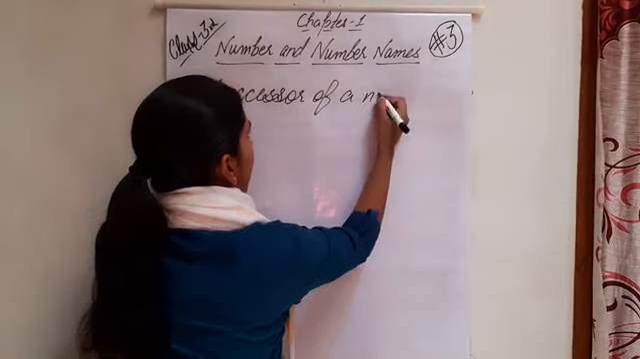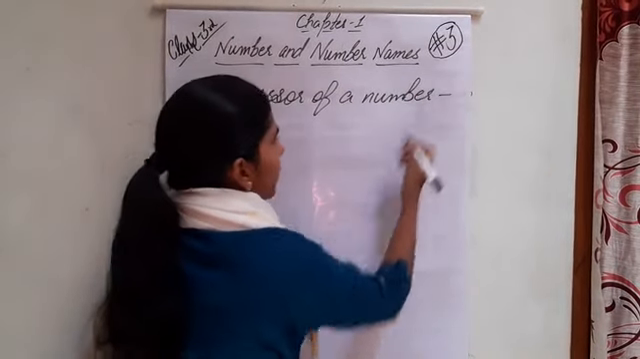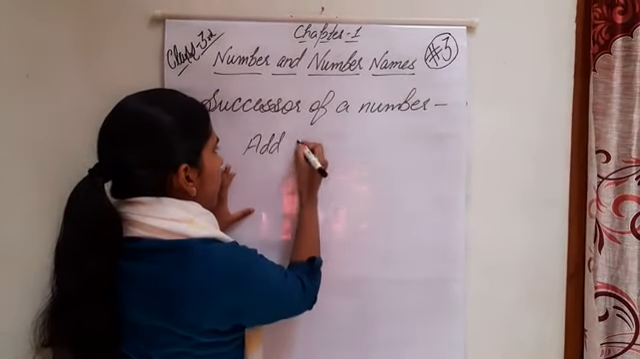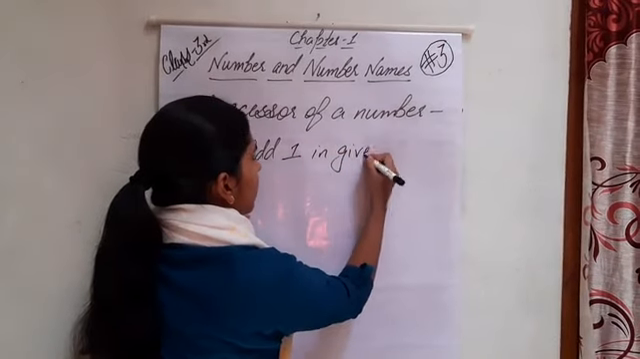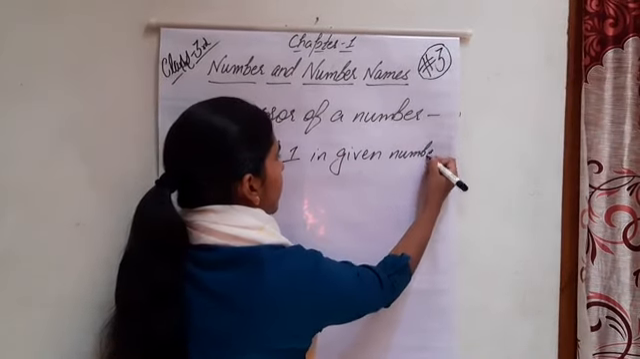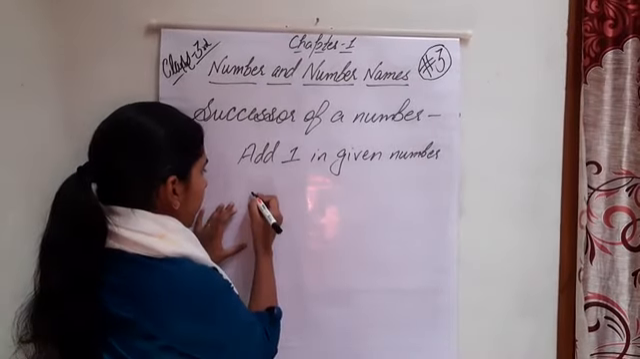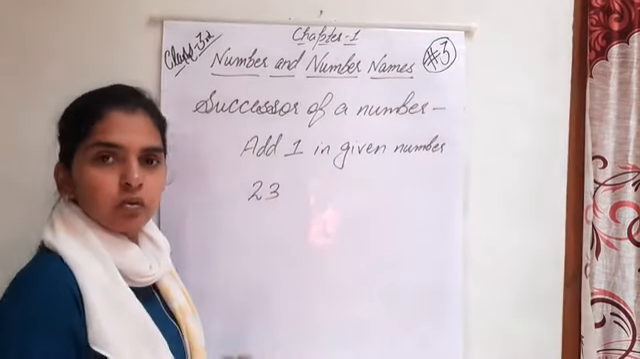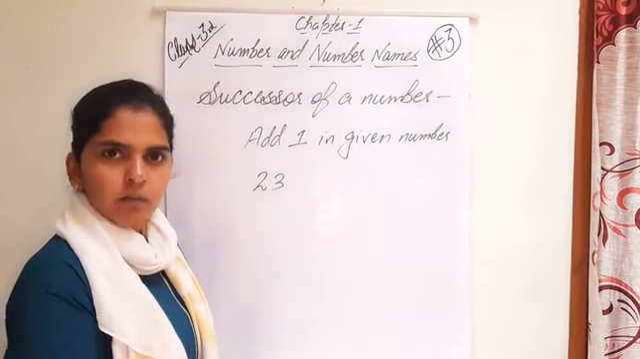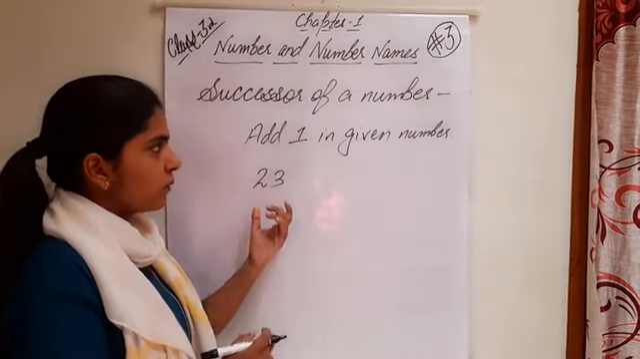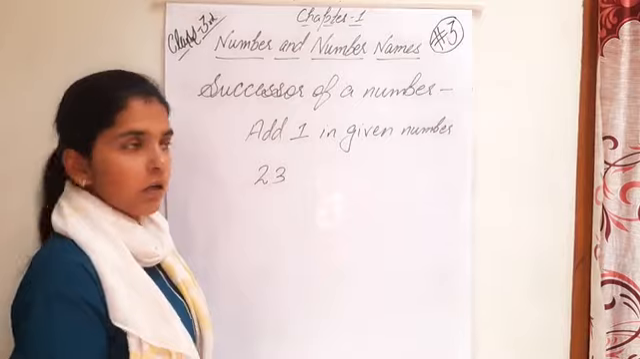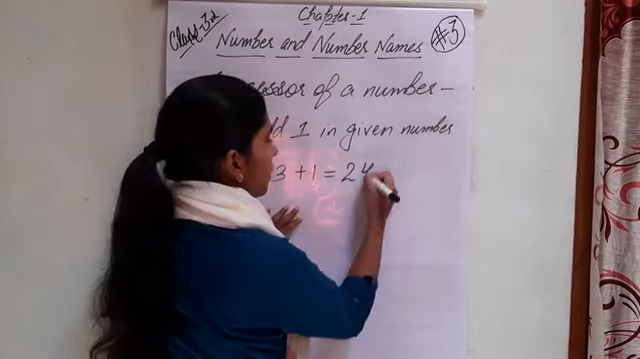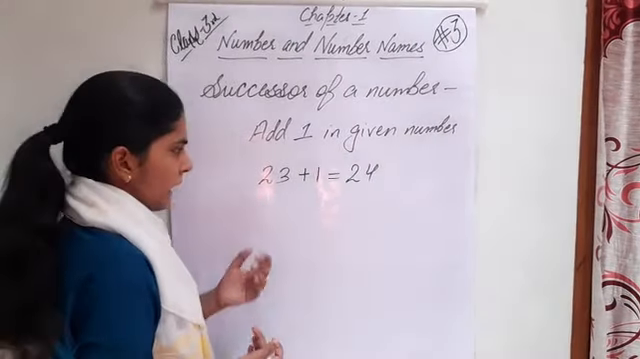Successor of a number. As I told you, to find the successor of a number, we need to add 1 in that number. For example, if the number is 23 and we want to find the successor of 23, successor means next number of 23. To find the next number we have to add 1. So the successor of 23 will be 24. Right? So let's take one more number.